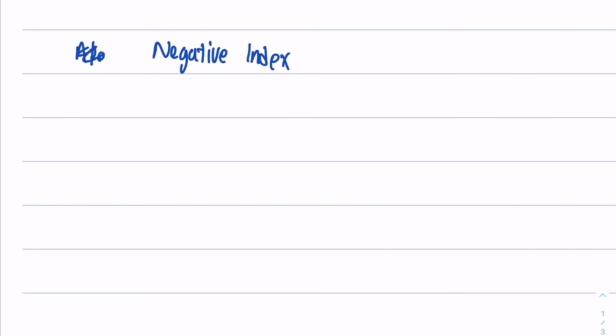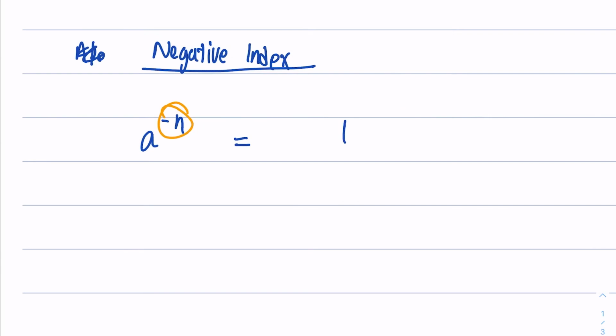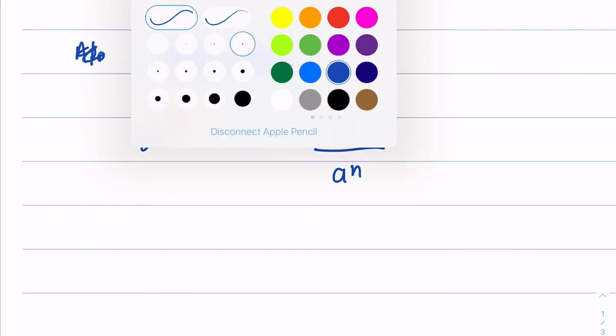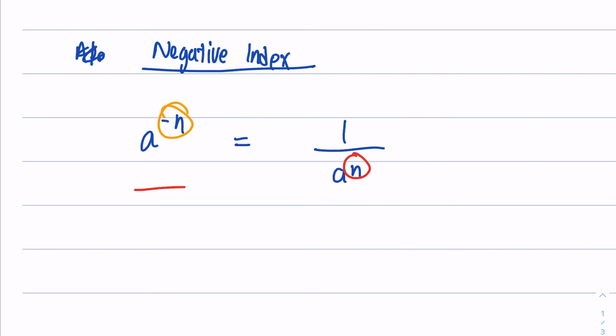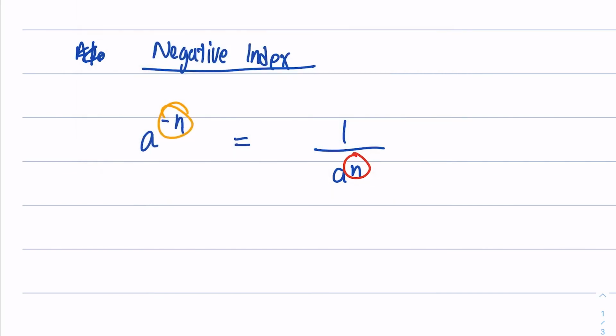Now, what do I mean by negative index? Negative index is when your power is negative. Now, how do you make the power negative? You can bring it down to the denominator. This will effectively make your power positive, as you can see here. These two are the same. It's just that one is at the numerator and the other is at the denominator.